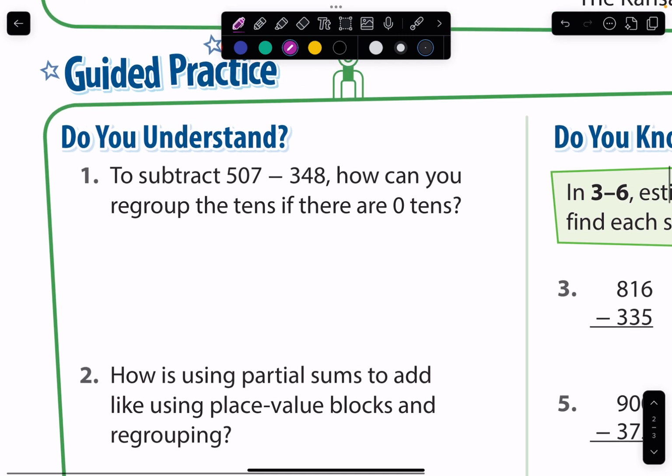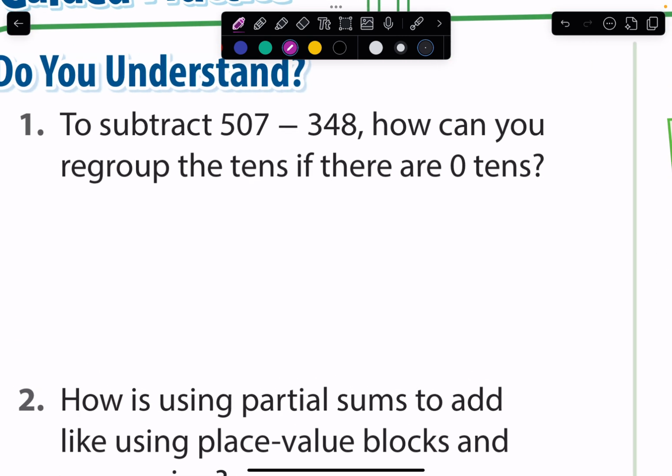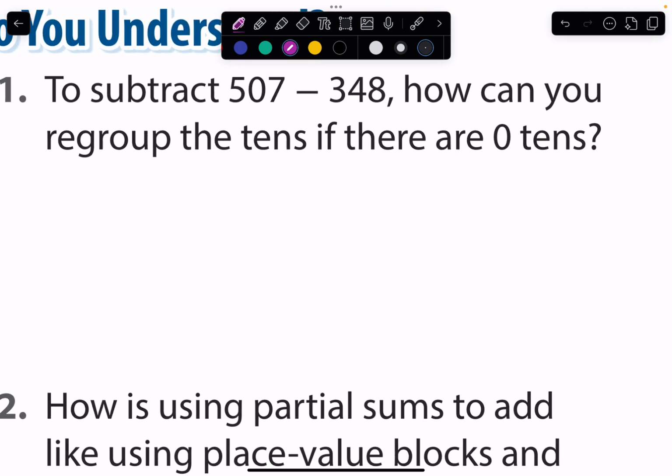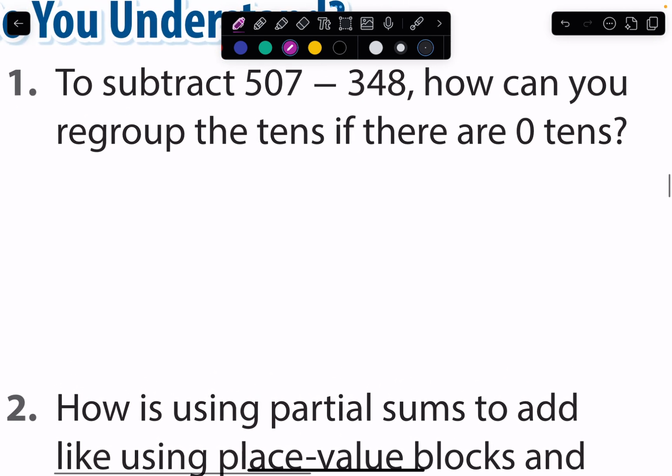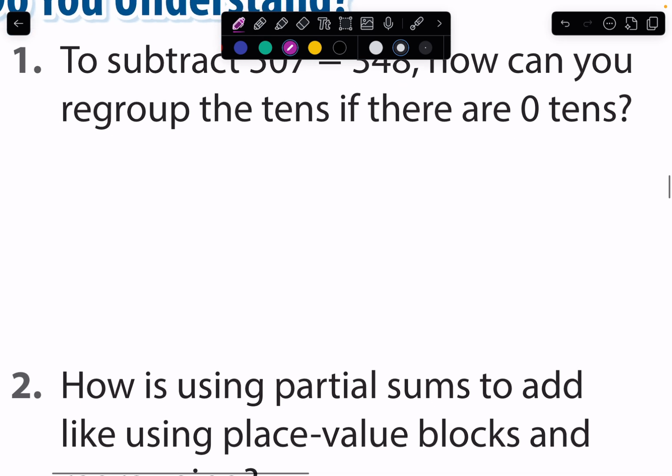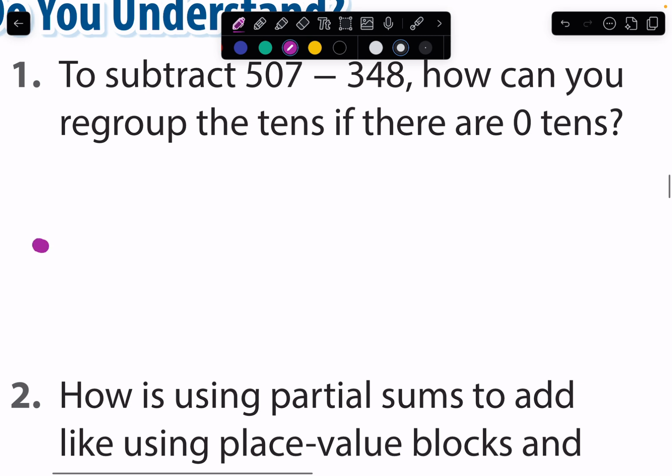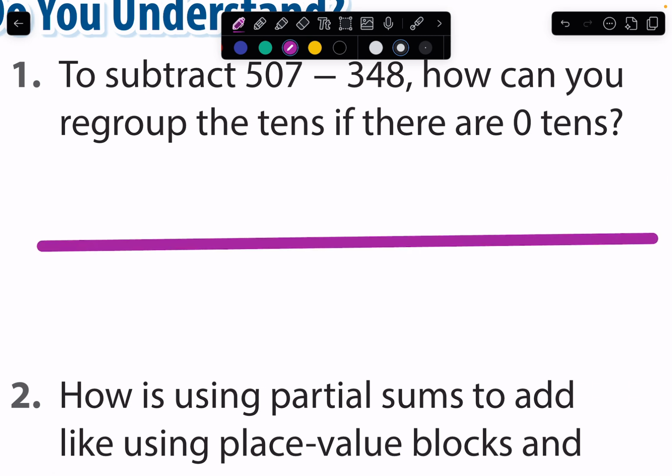Subtract 507 minus 348. How can you regroup the tens if there are 0 tens? Well, we've done that before. Let's start off with our new strategy, the number line, and then we can go back to our traditional strategy as well. Starting at 348, and we're going to end at 507. So 348, let's put in a 100. Plus 100, 448.